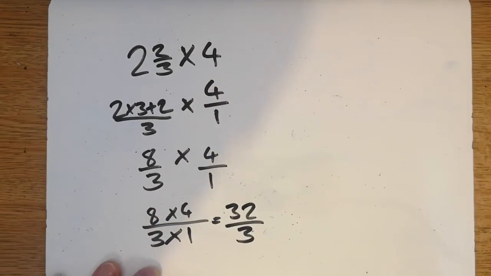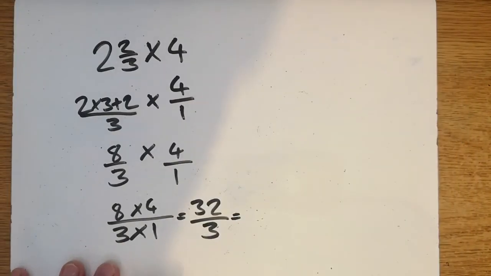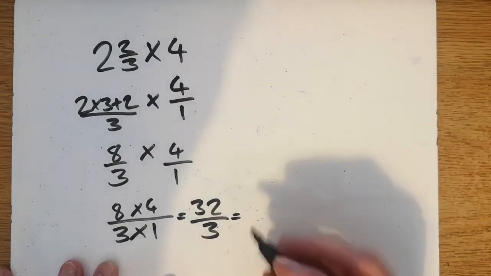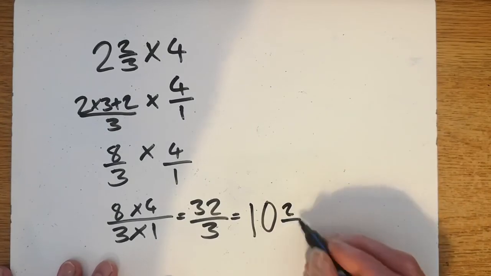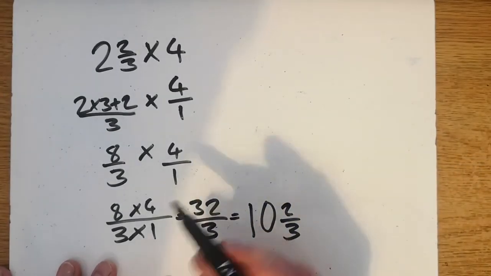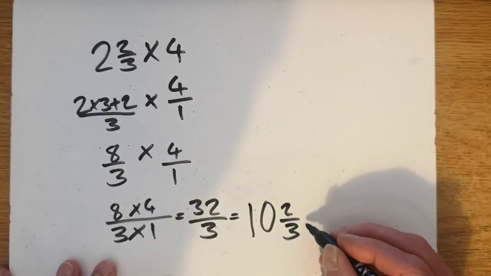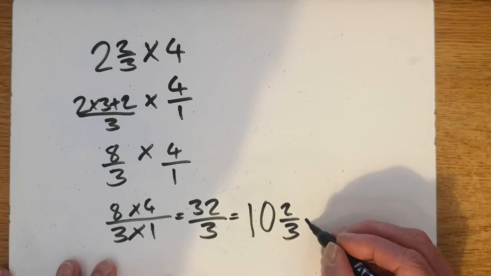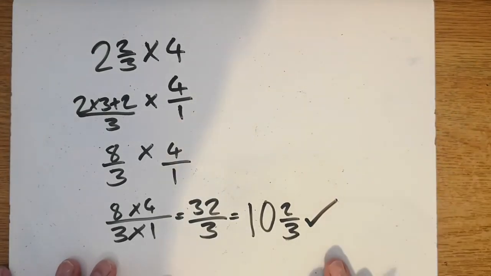Now, if I want to make that into a mixed number again, 3 doesn't exactly go into 32, but I know 3 goes into 30 10 times, and I know there'll be 2 left over. My bottom number is going to stay the same. So the answer to this question, 2 2/3 times 4, would give me 10 2/3. That would be my final answer. Bit fiddly these, but like I say, the more you practice, the easier they become.